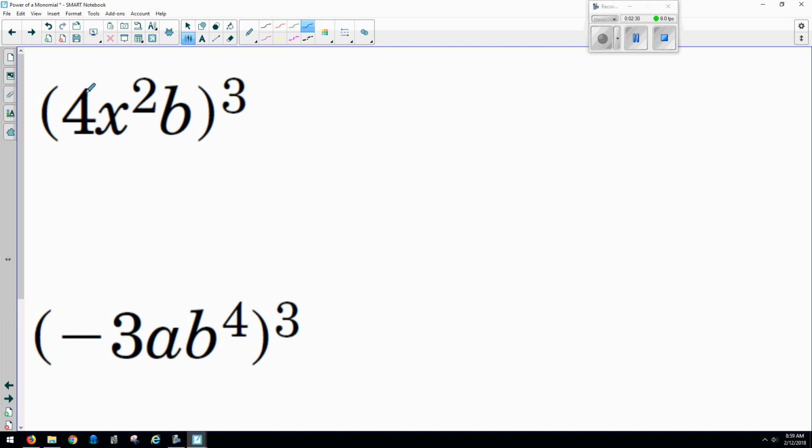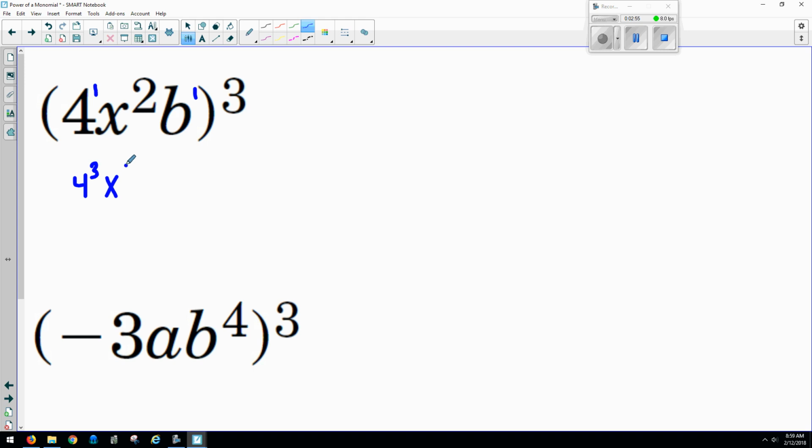So I have 4x squared b raised to the third power. I'm just going to multiply every single one of these exponents. Remember, this is a 1 and this is a 1. Don't forget about raising the 4 to the third power as well. So this would be 4 to the third power. And then I have x squared to the third power. I'm going to multiply those exponents together.